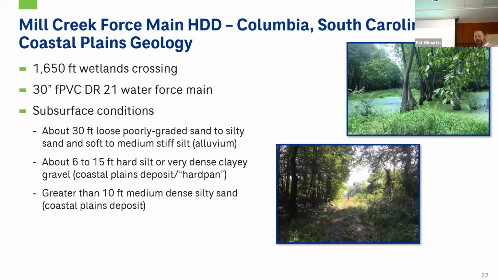So the next project brings us more down to the southeast, more of a coastal plains type geology in Columbia, South Carolina. For this one, this was a 1,600-foot wetlands crossing, as you can see, 30-inch fusible PVC. And it had difficult subsurface conditions where there was about 30 feet of loose sands with blow counts of less than 5. And so frac out was a major concern for us. But the issue with going deeper than that to avoid that frac out was there was a really hard pan coastal deposits layer about 6 to 15 feet thick that encountered refusal when we were doing our split spoon sampling. And so we did have concerns during design about going through that layer.